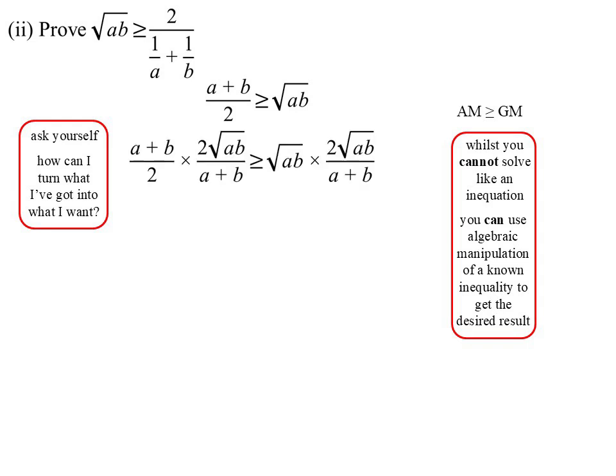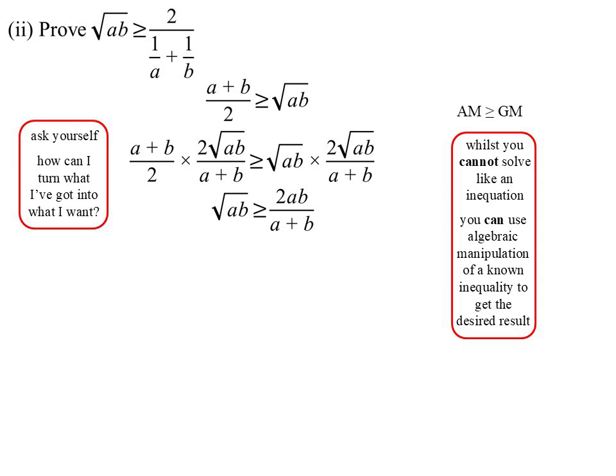I know I want the square root of AB. How would I turn that into the square root of AB? Well, I'll multiply a plus b on 2 times 2 root ab on a plus b. That left-hand side would become the square root of ab. What happens on the other side? I've now got 2ab on a plus b.